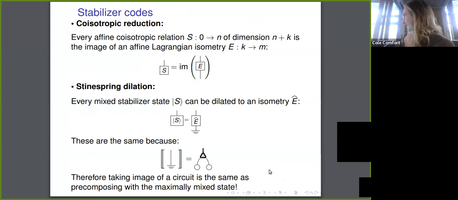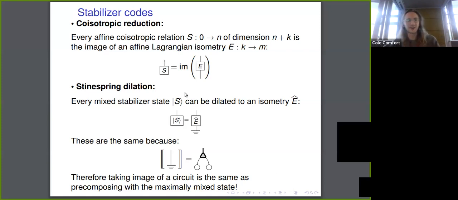Yeah, and there are two ways to think of the Stinespring dilation. The one is in terms of the linear subspace. You can say that any affine coisotropic relation is the image of a Lagrangian isometry, or an affine Lagrangian isometry. And what is the image? The image is to precompose with this relation here, right? Or for the Stinespring dilation, you can say that every mixed stabilizer state can be dilated into an isometry. And these are both different views of the same thing, this coisotropic reduction and the Stinespring dilation.